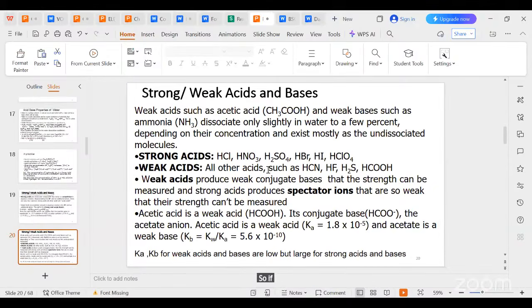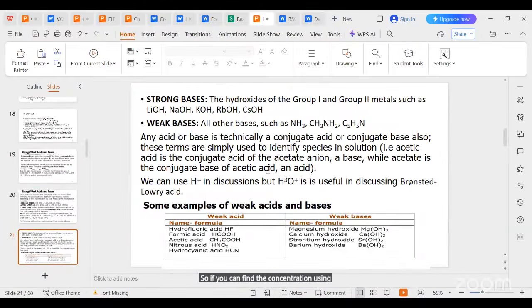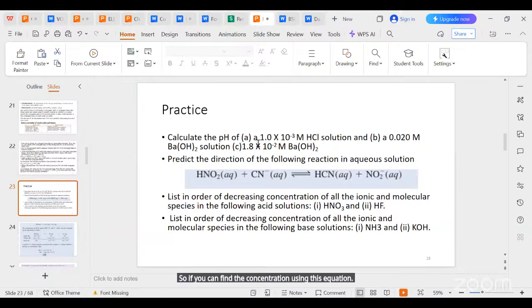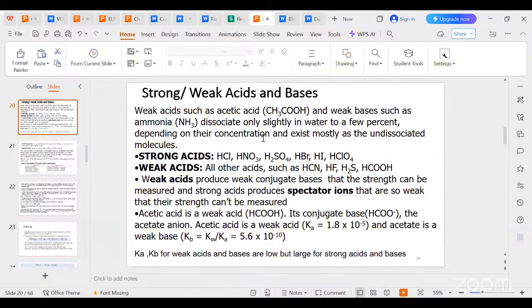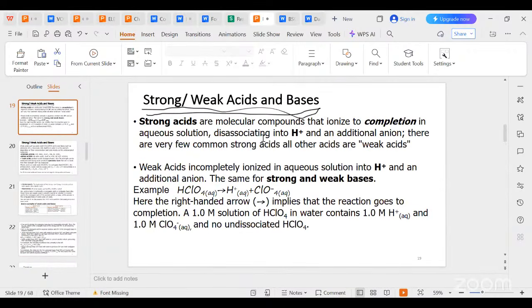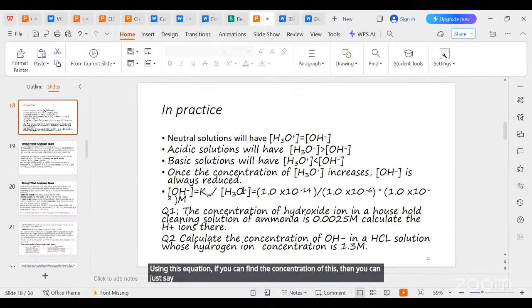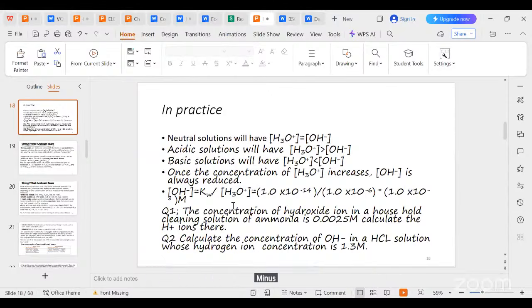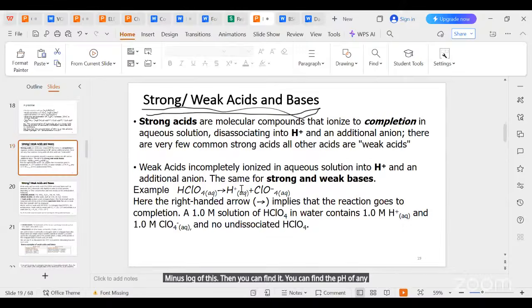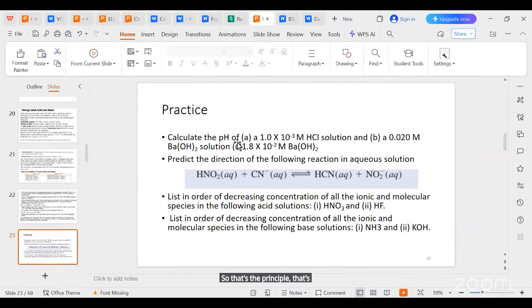So if you can find the concentration using this equation, if you can find the concentration of this, then you can just say pH will now be equal to minus log of this. Then you can find the pH of any solution. So that's the principle. That's how to solve this problem.